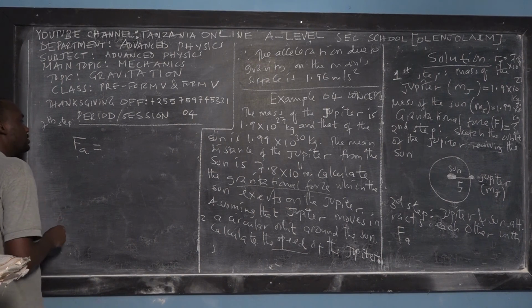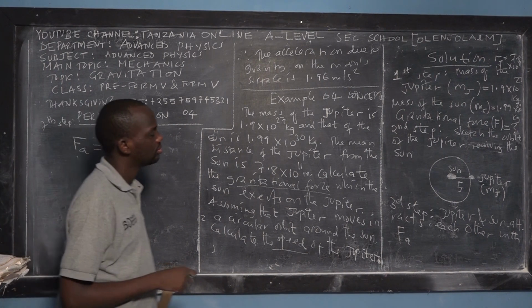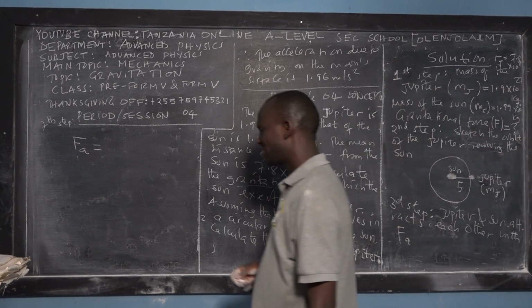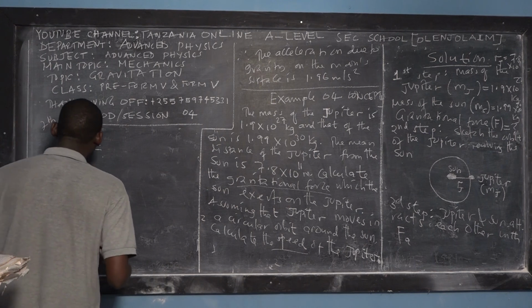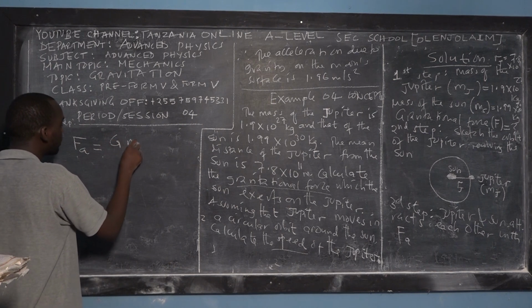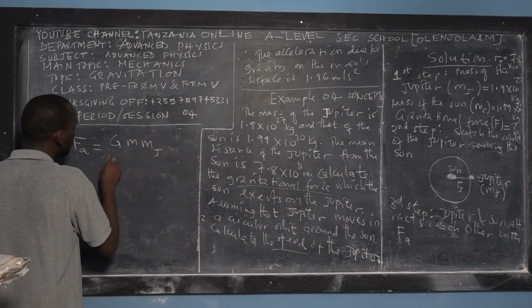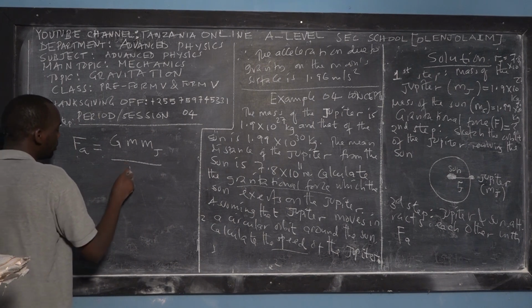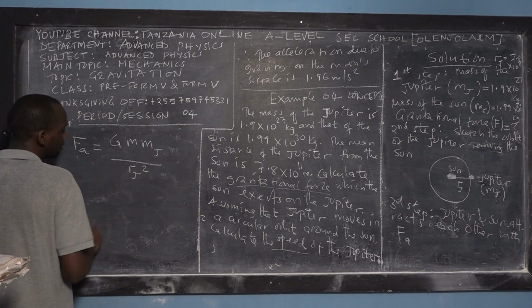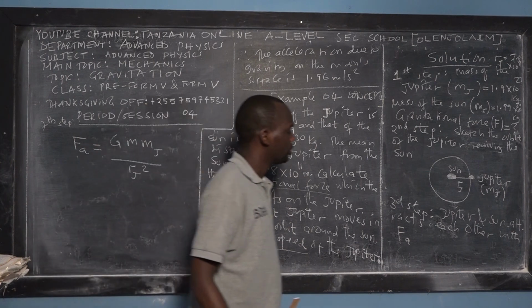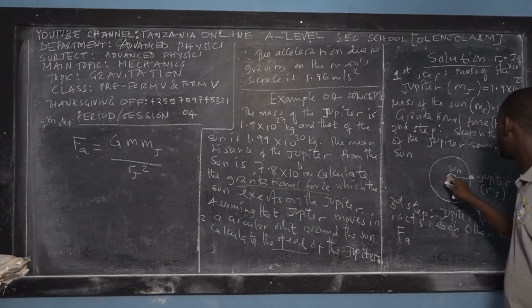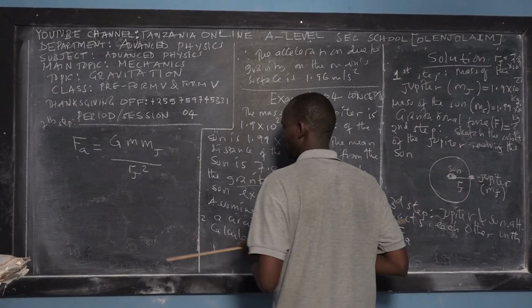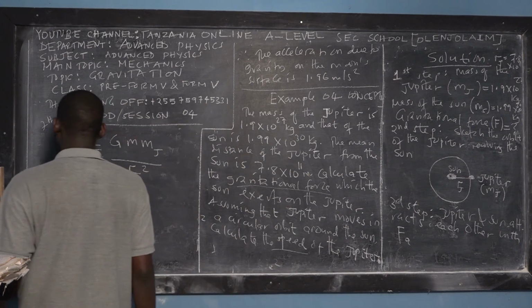So the force of attraction, according to Newton's law of universal gravitation, we say that the force of attraction between two bodies in the universe is directly proportional to the product of their masses, and inversely proportional to the square of the mean distance from the Sun to Jupiter. That is all about the force.